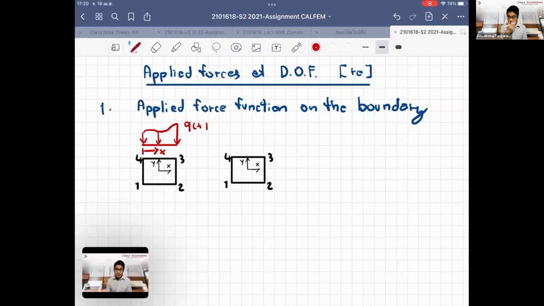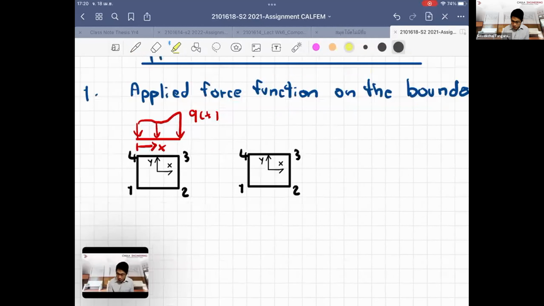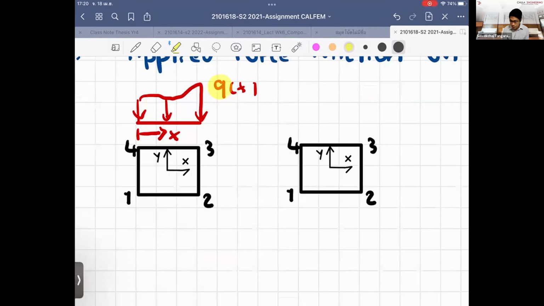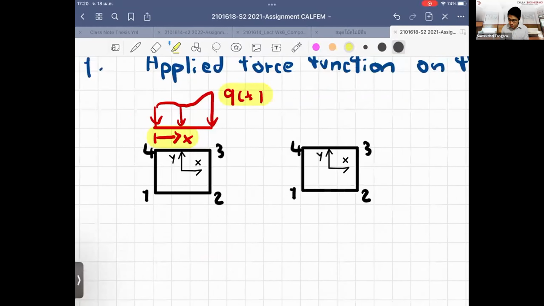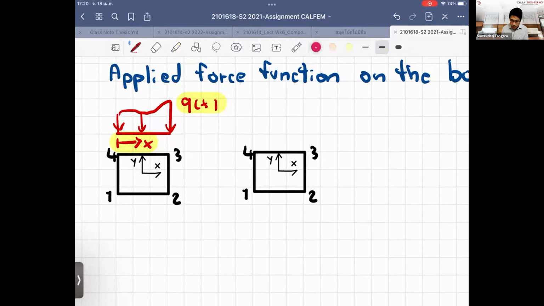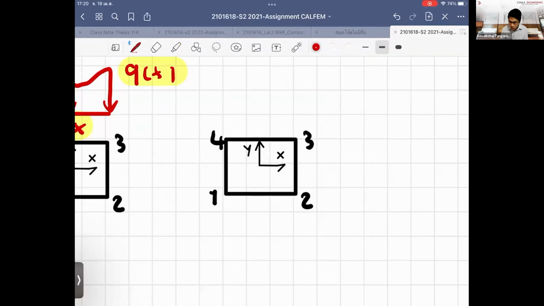Okay, let me just quickly explain. We want to obtain the force function, the matrix of the force. In some cases you have the function of the force in terms of the distance x on the boundaries, right? What we want is not to have the force as a function, but to have the force described in terms of the nodal force at the node.